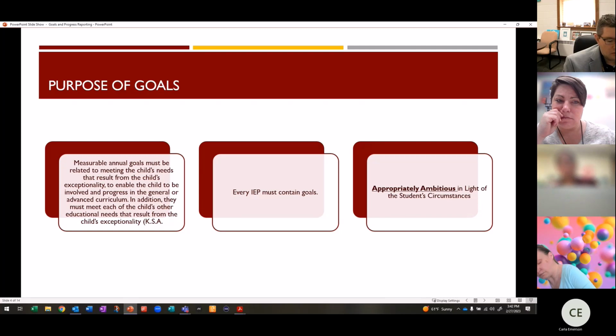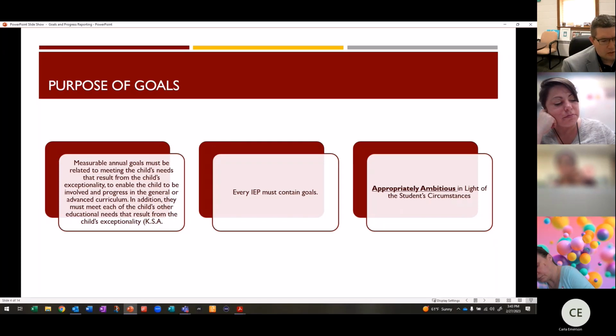The other side of the legal requirement around goals is this definition of appropriately ambitious in light of the student's circumstances. Up until about 5 or 6 years ago, any level of progress was seen as okay for a student with a disability. A student could make even a minimum amount of progress, and you could say that IEP was being effective for that student.